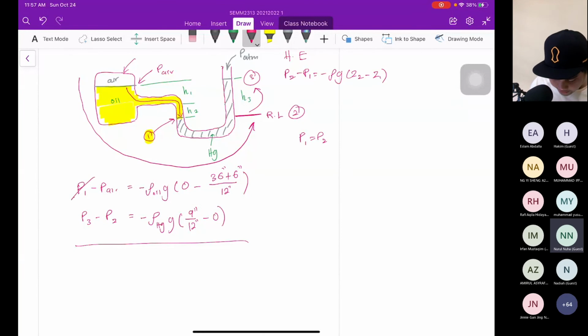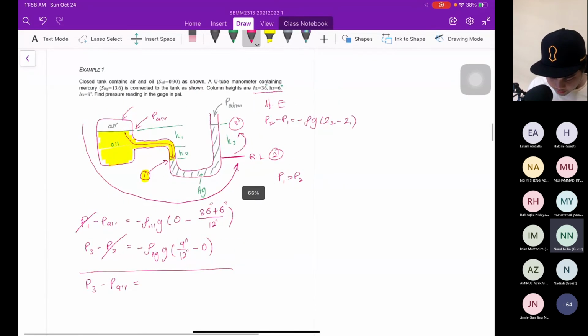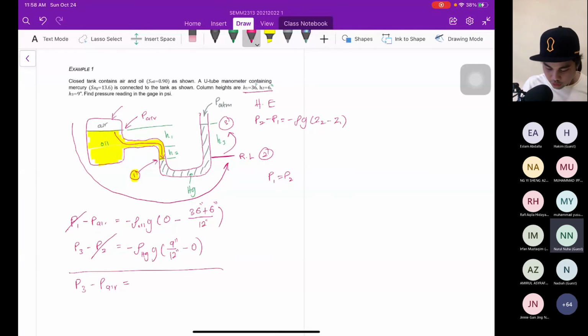Alright, so P1 we can cancel with P2 because P1 is the same as P2. So what do we have? P3 minus P of air, and then the rho. How to get the rho of oil? Anyone?